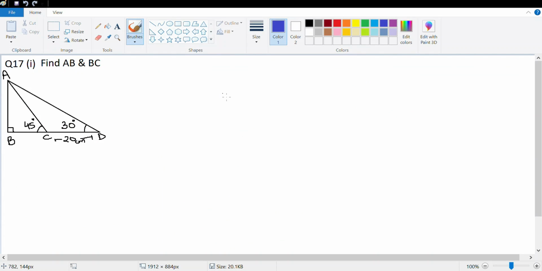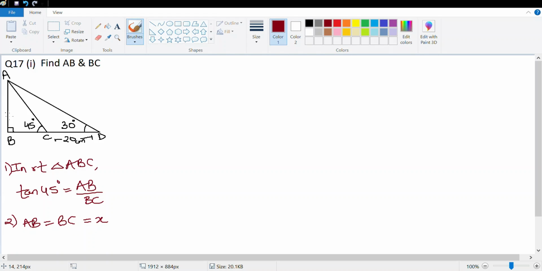Let's look at the next question. Question number 17, part 1. It says find AB and BC. We have two right triangles visible. Let's look at the first triangle. So number 1, in right triangle ABC, I have tan 45 degree is equal to AB upon BC. Tan 45 degree is 1, which means AB is equal to BC. Let this be equal to X. So AB and BC are equal, and let this be equal to X.